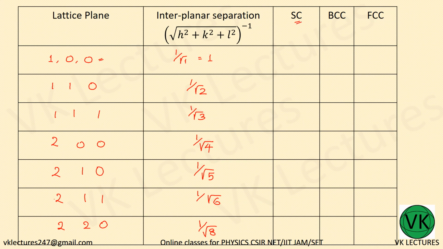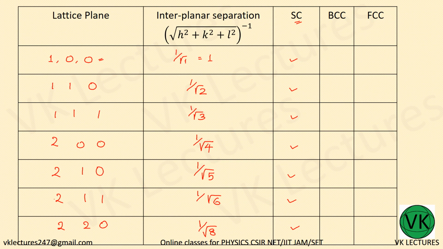Okay, now coming to the Bragg reflected plane, we have to check for each plane in simple cubic whether it is Bragg reflected or not. For simple cubic, we know that all planes are Bragg reflected, so you can put a tick for all the planes in simple cubic as Bragg reflected planes.